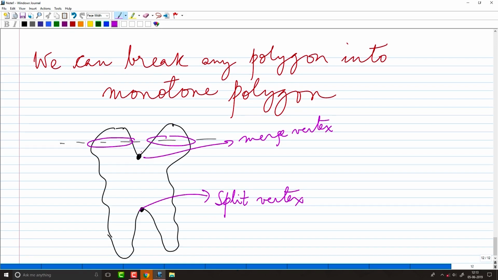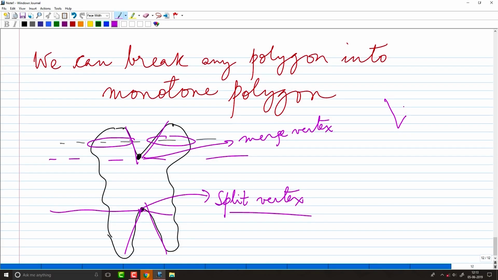So why do I call this a merge vertex? Because if you are sweeping down, when you come at this line, it seems that these two edges have merged at this vertex, and if you are here, it sort of splits away. So, one can show that if you can kill these merge and split vertices, then you can get a monotone polygon. Okay.